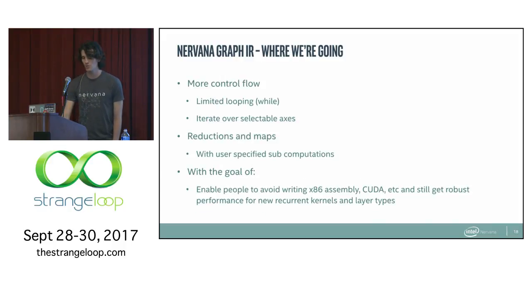Where we'd like to go with our IR set is to allow more control flow, so to allow for some sort of looping. This can allow certain recurrent neural nets to be expressed more easily, with the ability to iterate over selectable axes and greater support for folds and maps. So we'd like to give users the ability to define their own subcomputations and be able to map that into structures of the graph. Our goal here is to enable people to avoid writing low-level assembly code or CUDA code and still get high performance and support for new recurrent kernels and layer types.